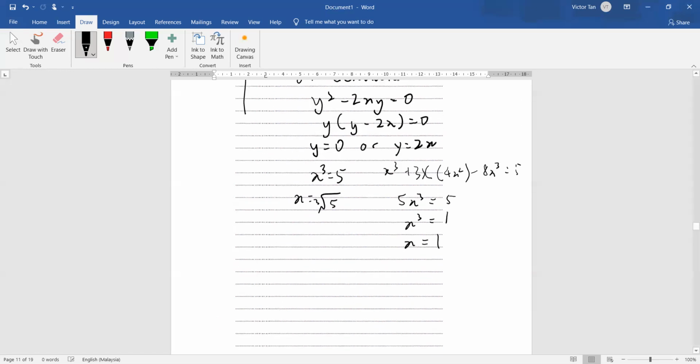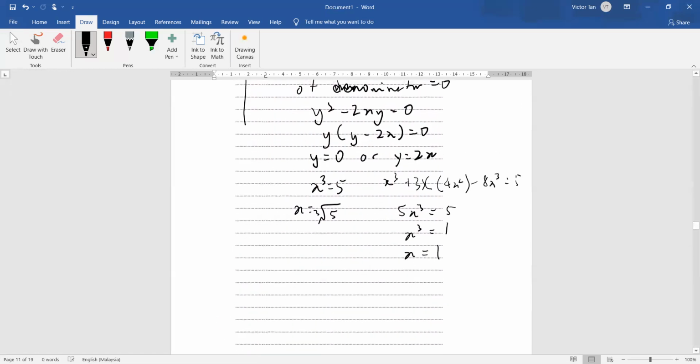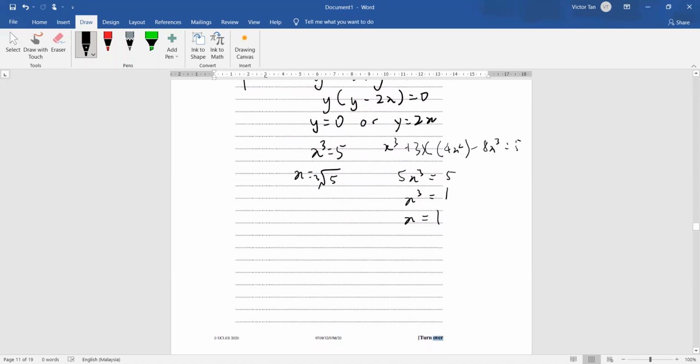So you're interested in the real values. So when x is 1, you substitute y equals to 2x, y equals to 2. And there you have it. You have two solutions: where x is cube root of 5, 0, and 1, 2. That's it.